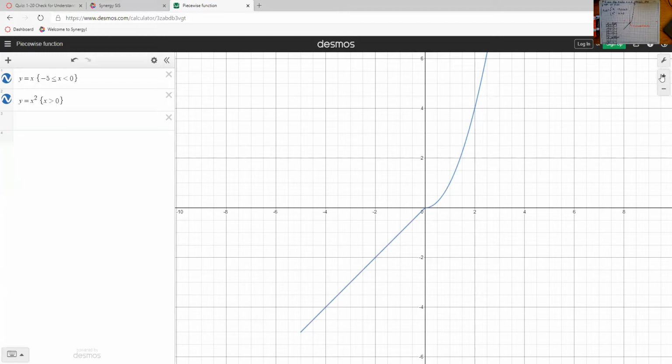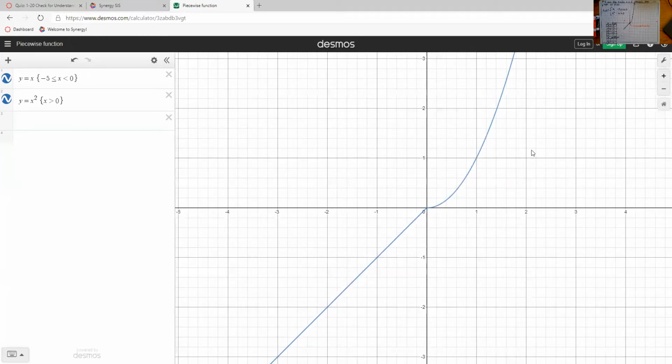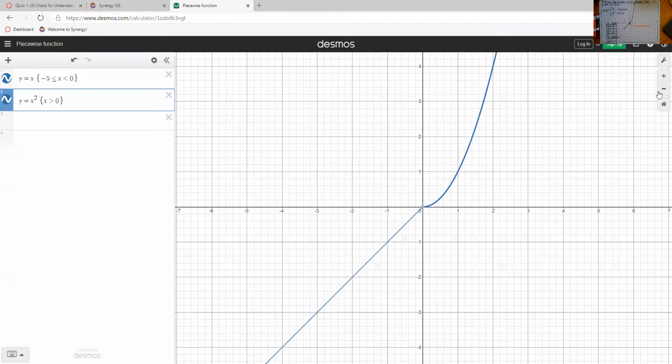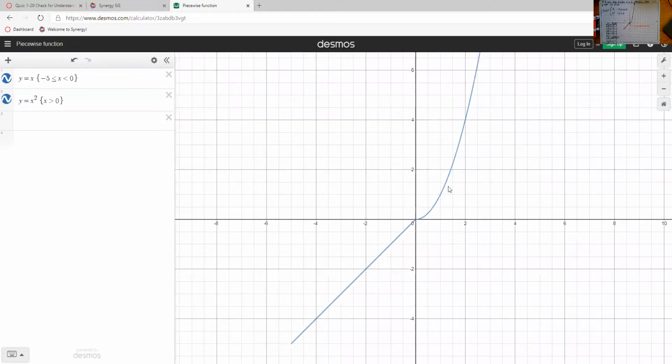Now, Desmos can't actually show the gap, but there is a gap there. There is no point associated with x equals 0. Desmos wants to draw a point there, but that's grapher failure. That happens sometimes. All right, and so that is our piecewise function, and that is what we drew on the paper.